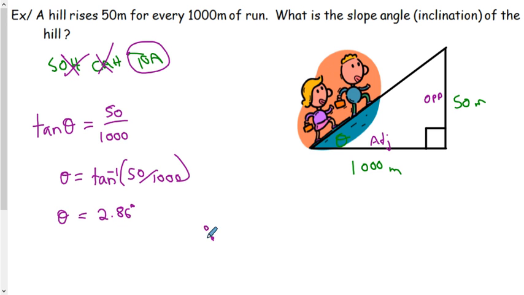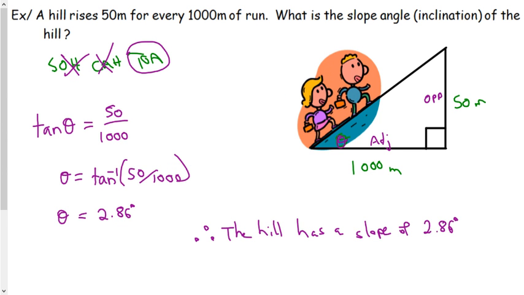And then I'm going to put a therefore statement. So we'll say, therefore, the hill has a slope of 2.86 degrees. Okay, so that's my slope right in here for my hill.